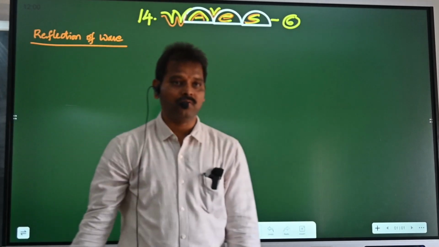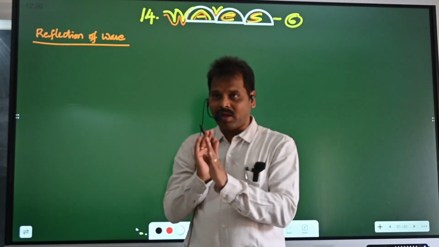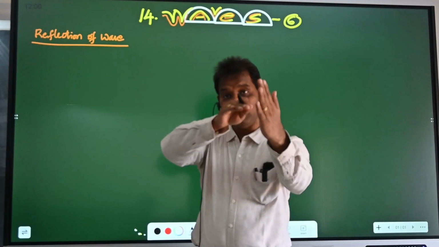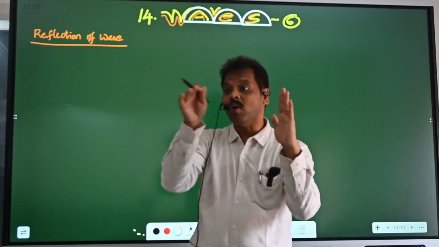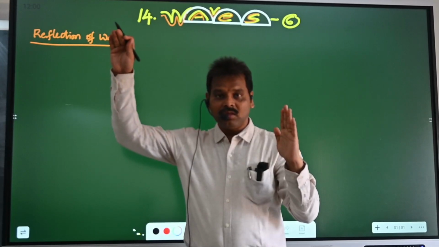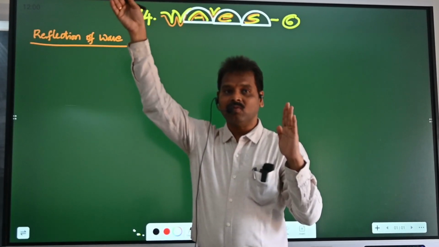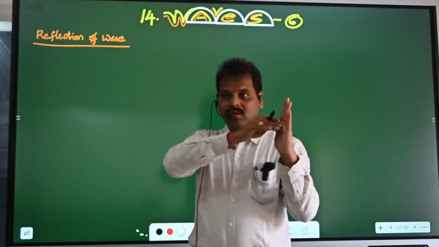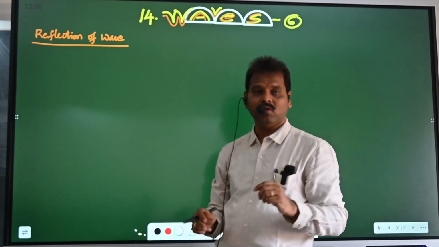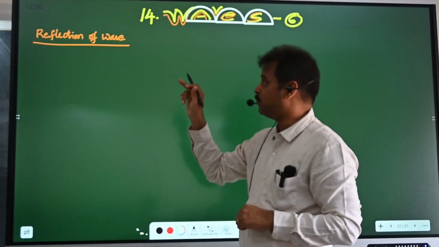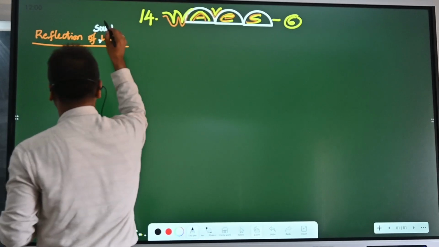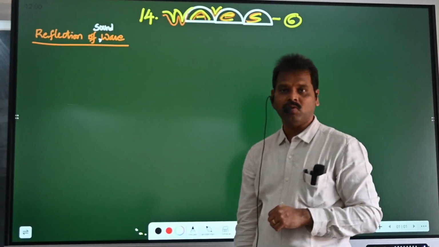Reflection of wave. Whenever a wave traveling in one direction strikes a surface, then it will reflect back, bouncing back into the same medium. We have studied this in lower classes, but we have taken light there. When the light is incident on a mirror, light reflects from the surface of the mirror. That is reflection of light wave. Today we will discuss reflection of sound waves.